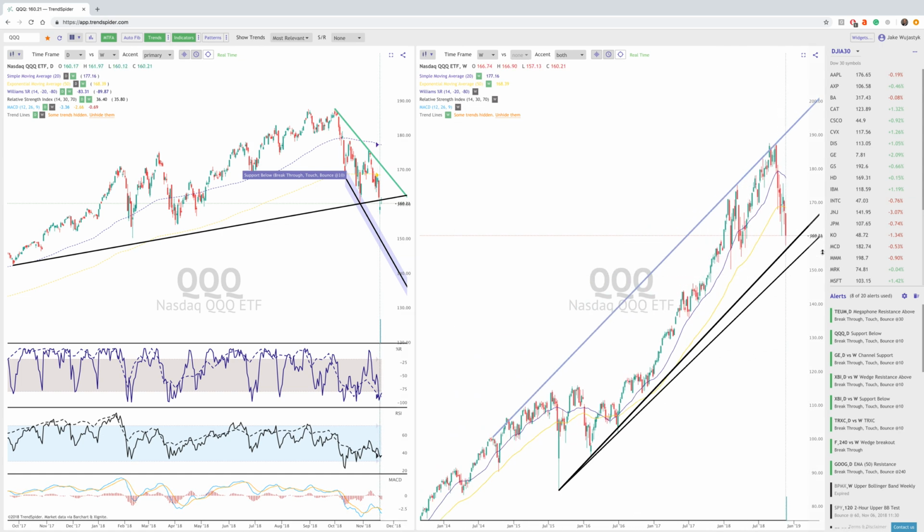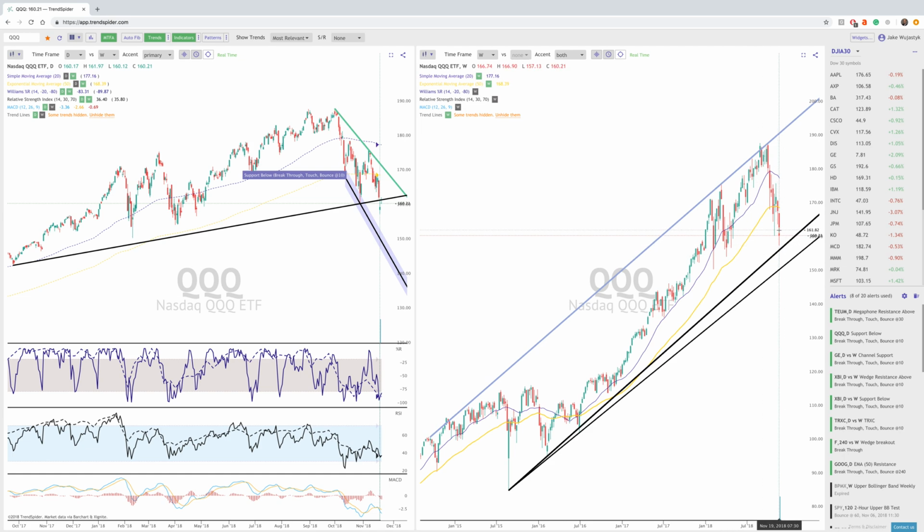And as well, on the weekly chart, we can also see the breakdown. What's interesting here is we actually did break down to new lows on QQQ. We did not break down to new lows yet on SPY. So that's something to keep in mind.